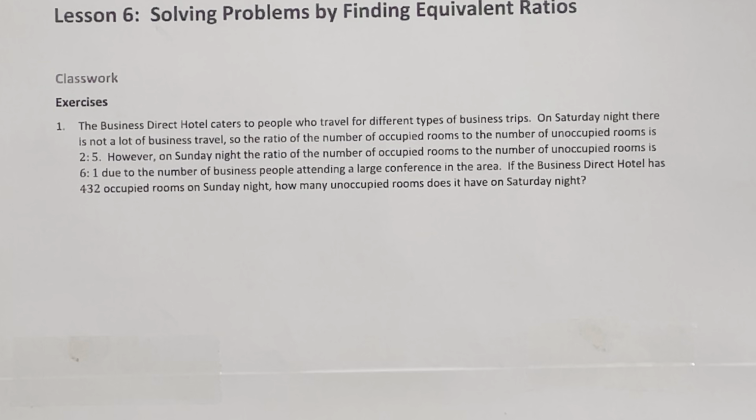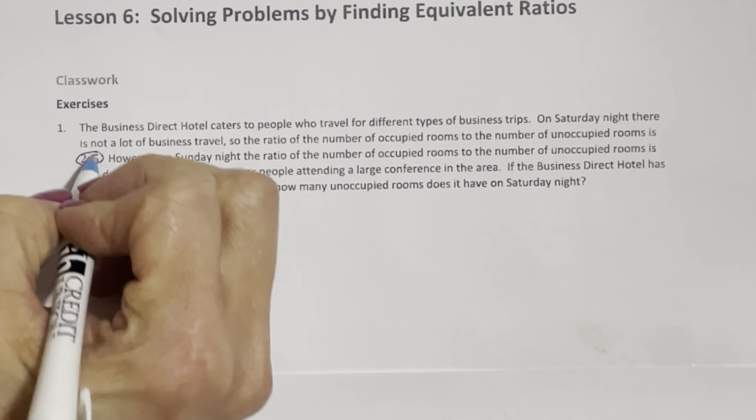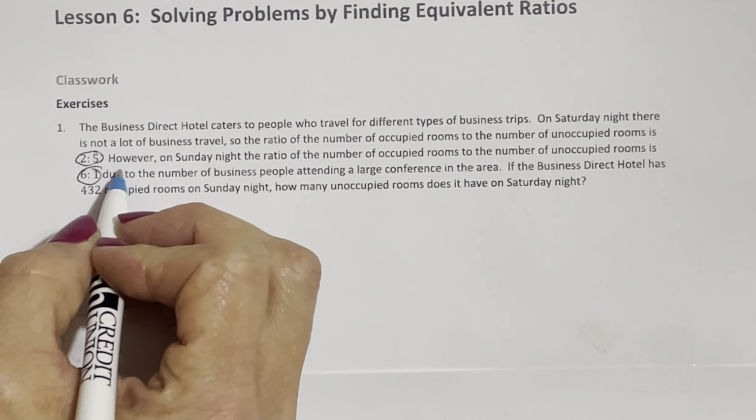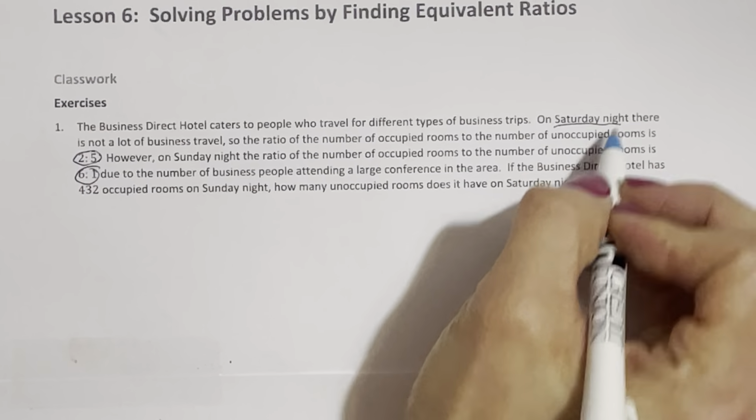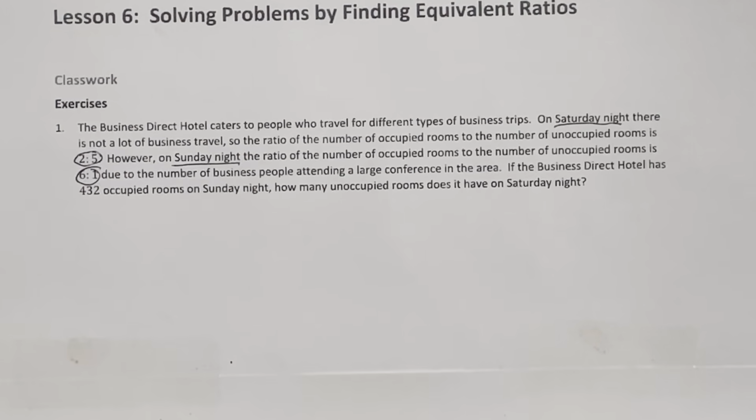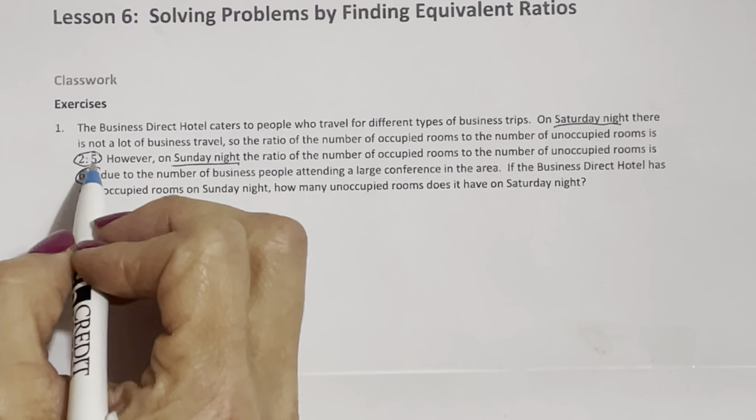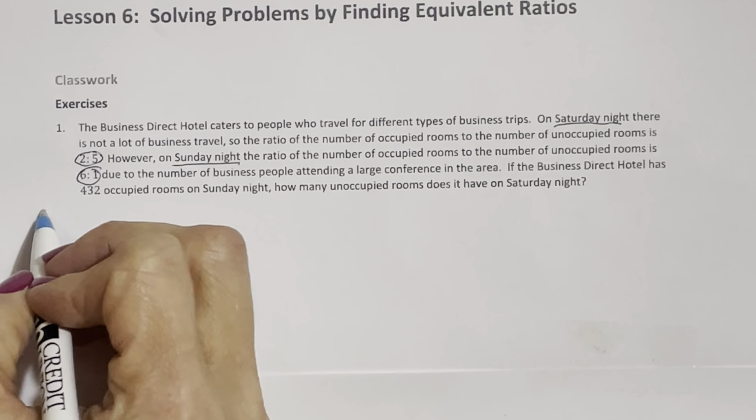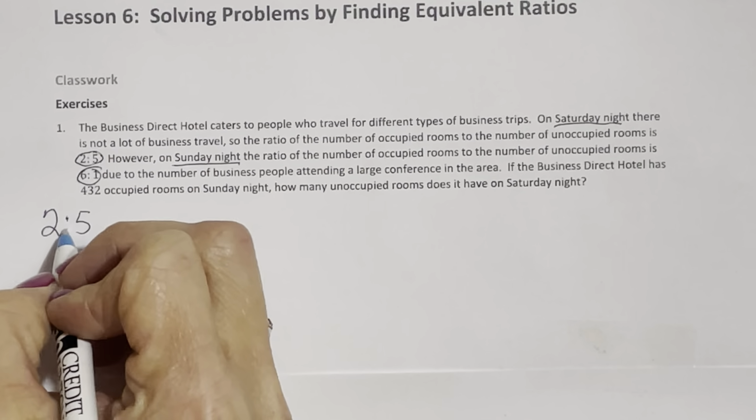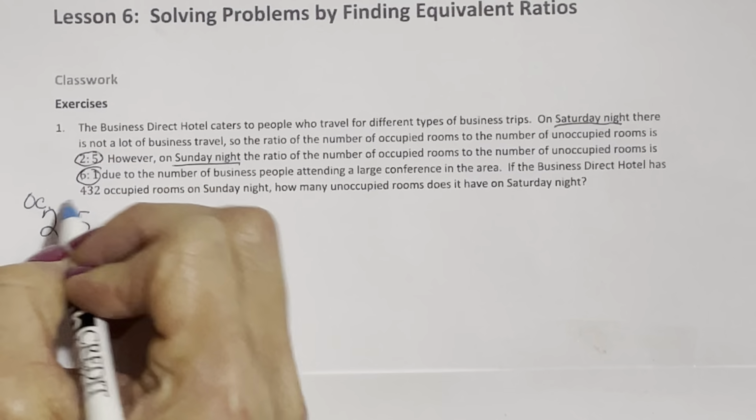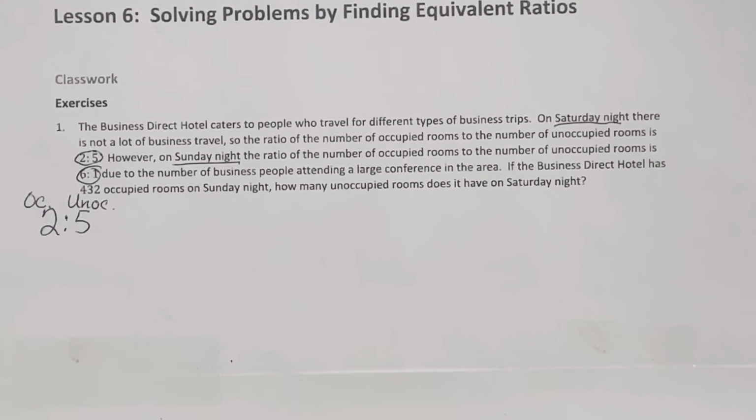we're going to start by doing a tape diagram, like we started doing last week. So we're going to start with the 2 to 5 ratio, but we also have the 6 to 1 ratio. The 2 to 5 ratio is for the Saturday night, and the 6 to 1 ratio is the Sunday night. So we've got the 2 to 5, which is occupied to unoccupied.